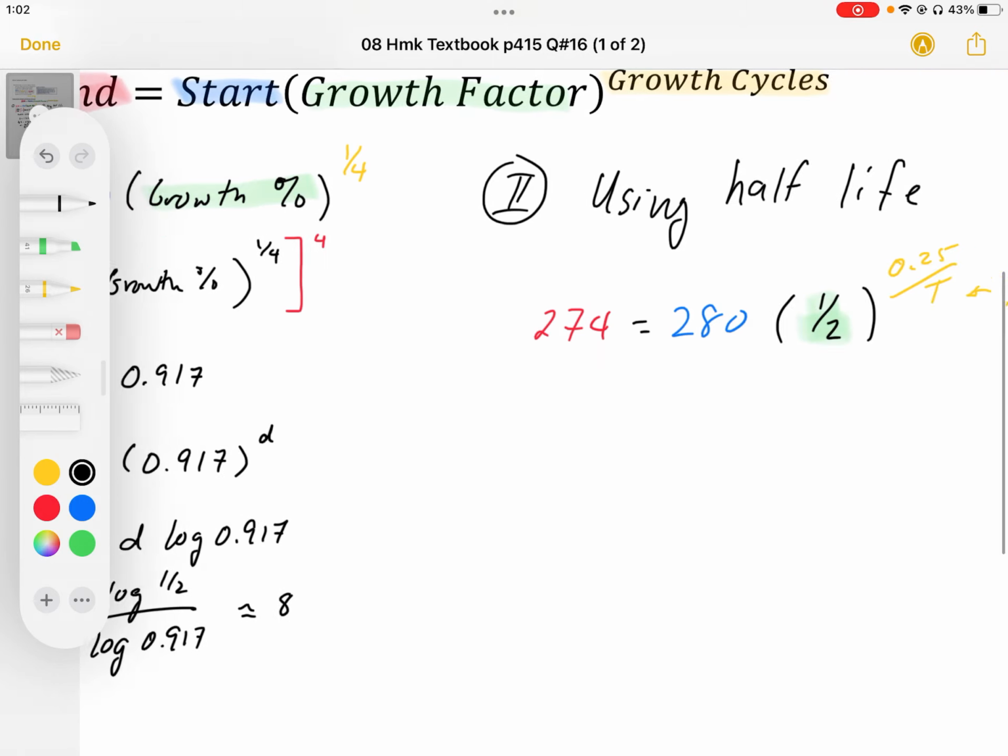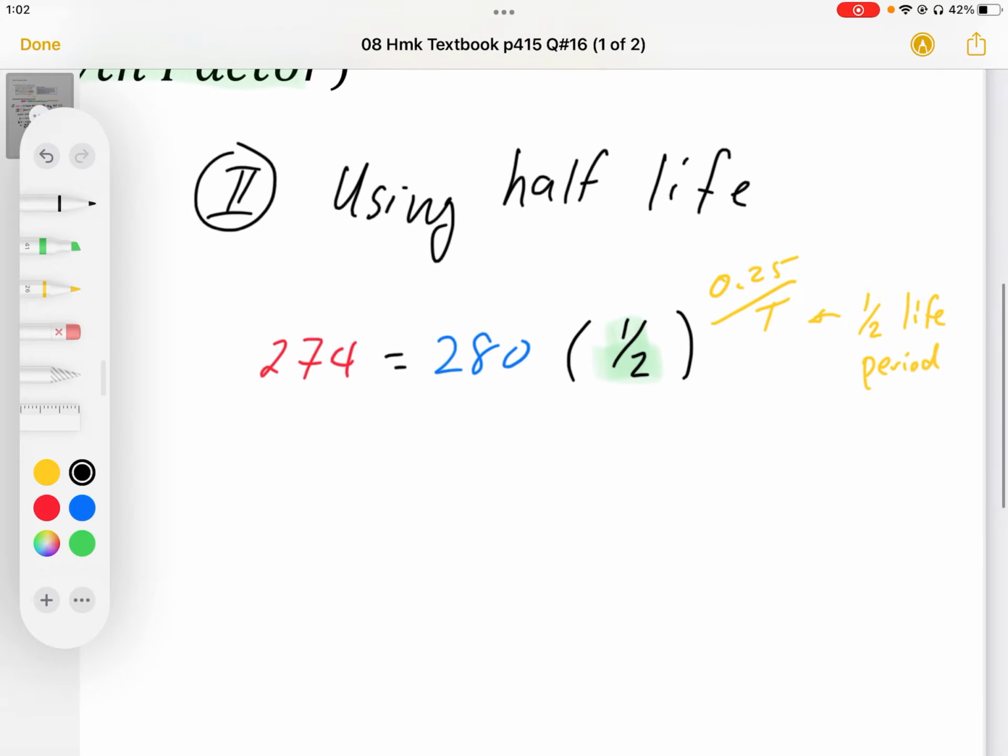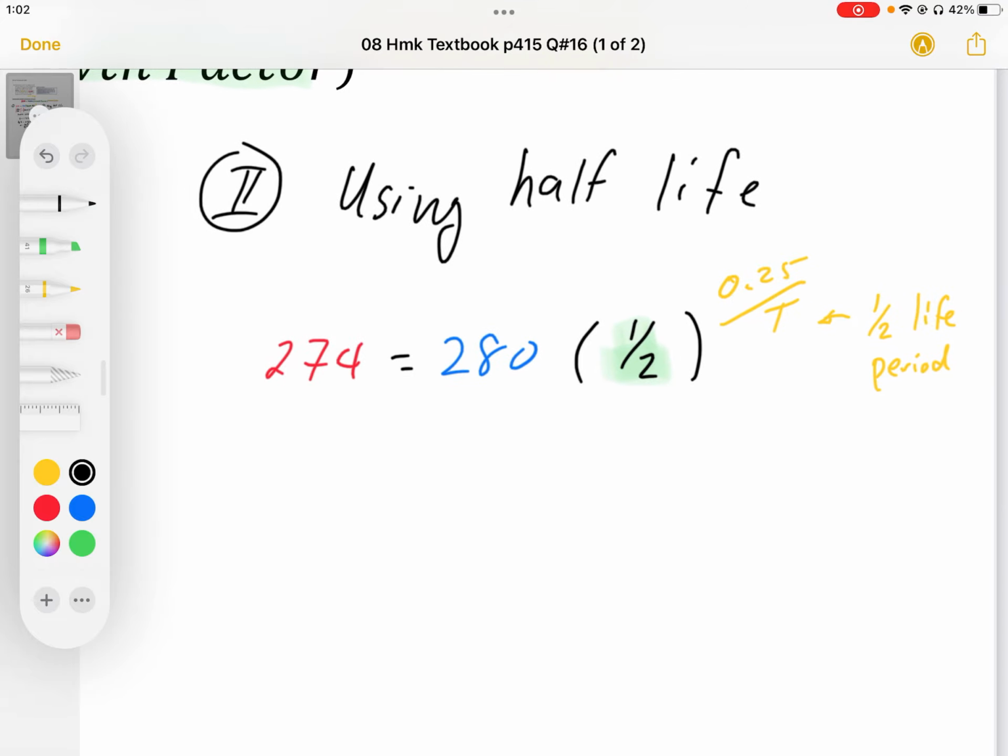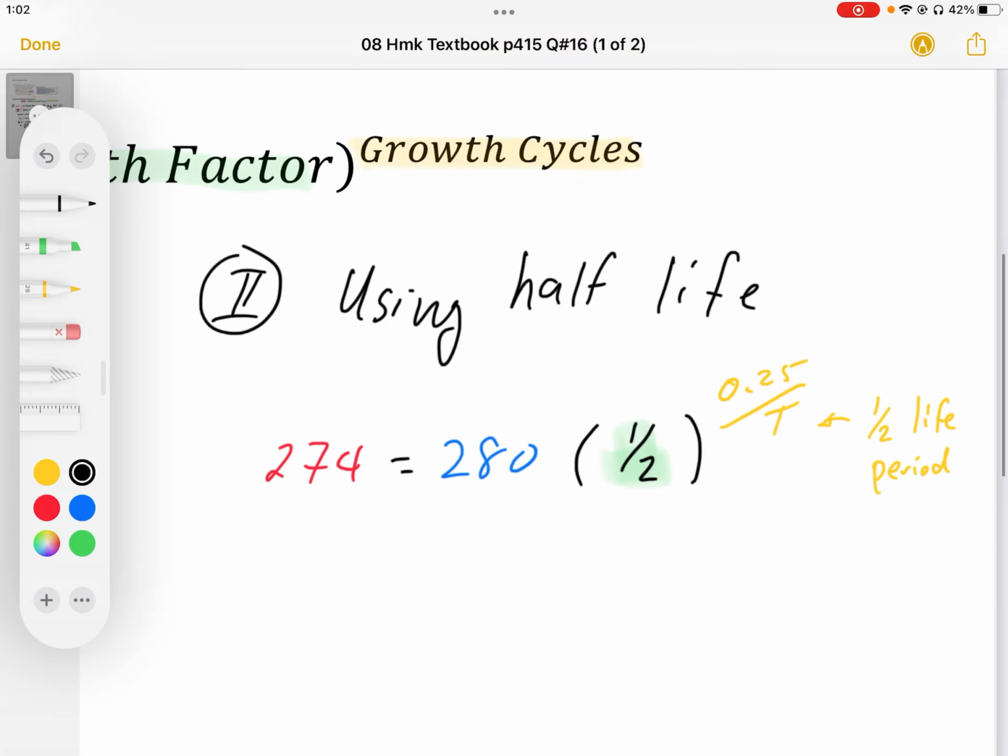Okay, so using the half-life formula, the half-life formula looks like this. So for half-life, we use a base of 1/2. The start and end is the same. Now the number of growth cycles is going to be dependent on the days divided by the number of days for one half-life. So every time I hit the half-life period, my exponent is going to go up by 1, so I'm going to multiply by half. So that's my half-life formula.